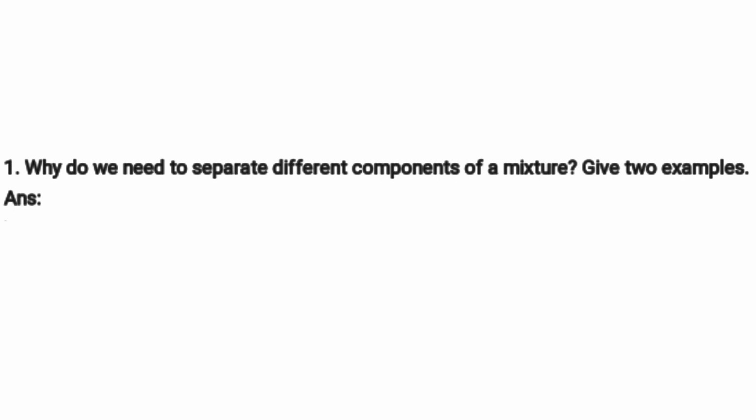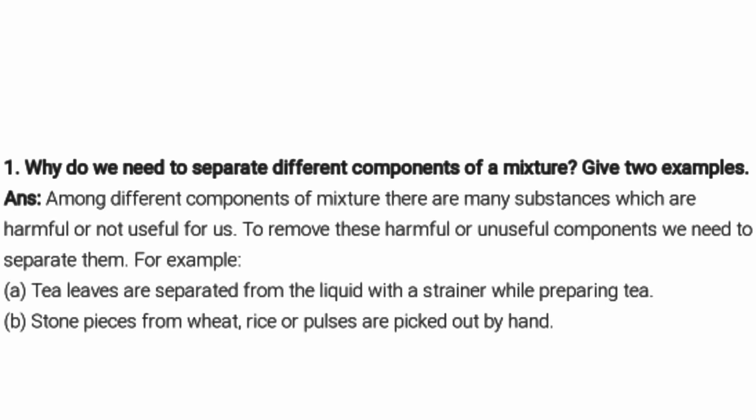First question is, why do we need to separate different components of a mixture? Give 2 examples. The answer is, among different components of a mixture, there are many substances which are harmful or non-useful for us. To remove these harmful or useless components, we need to separate them. For example, tea leaves are separated from the liquid with a strainer while preparing tea. Stone pieces from wheat, rice or pulse are picked out by hand.